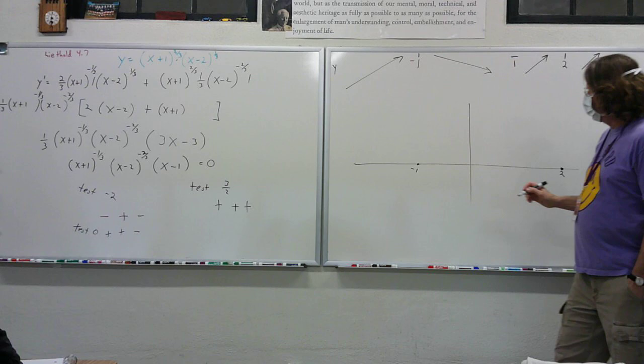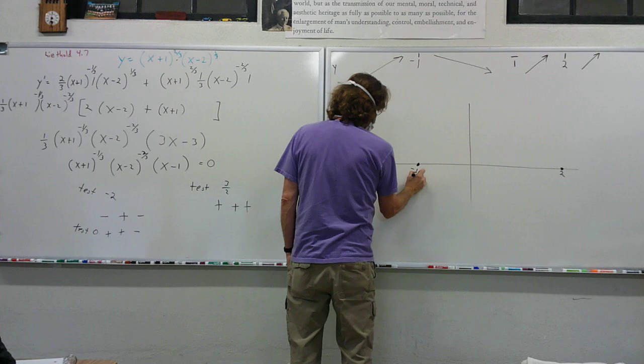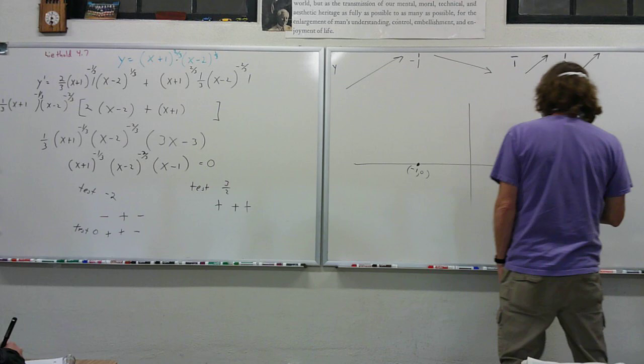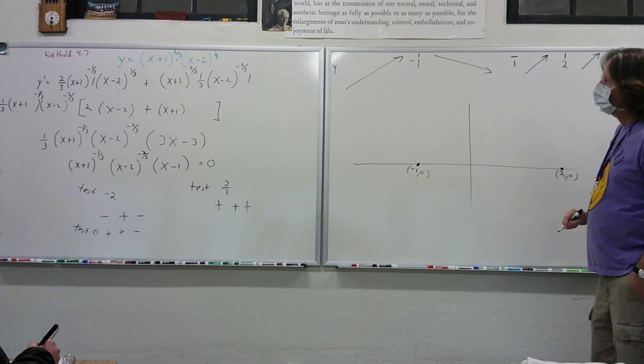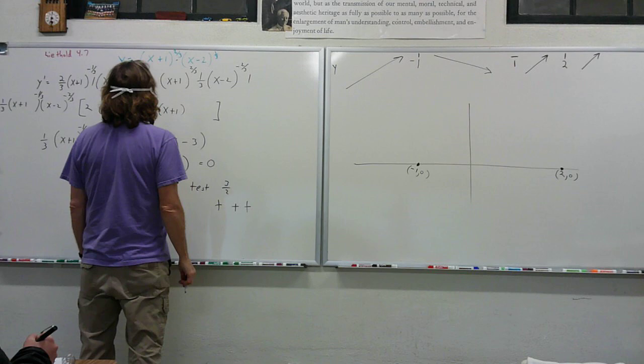Now, we already know that negative 1, 0 is on the graph. Negative 1, 0. We already know that 2, 0 is on the graph, right? And then we need to know what 1 would give us. 1 is going to give us some nasty number that we don't even want to know about.